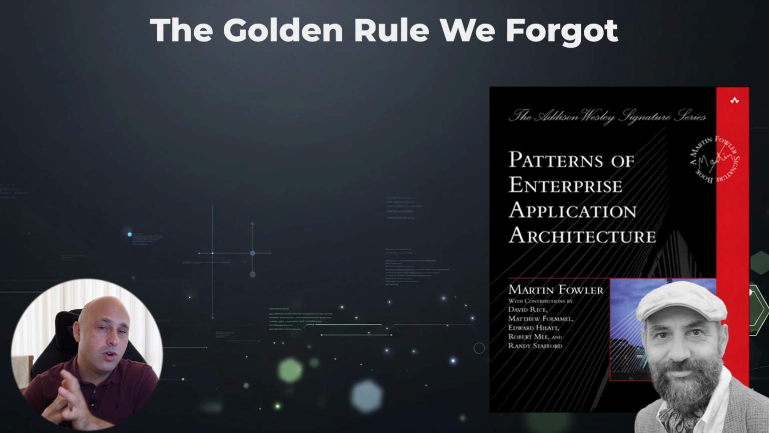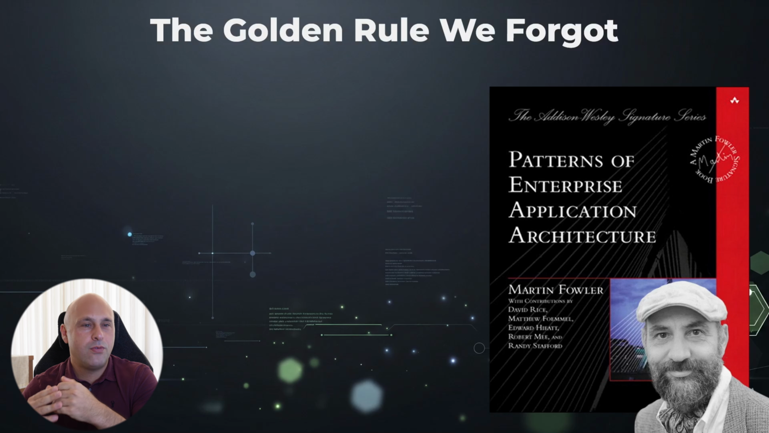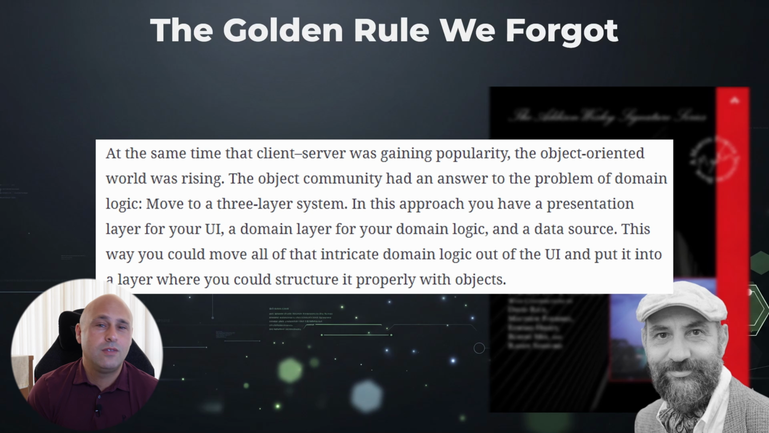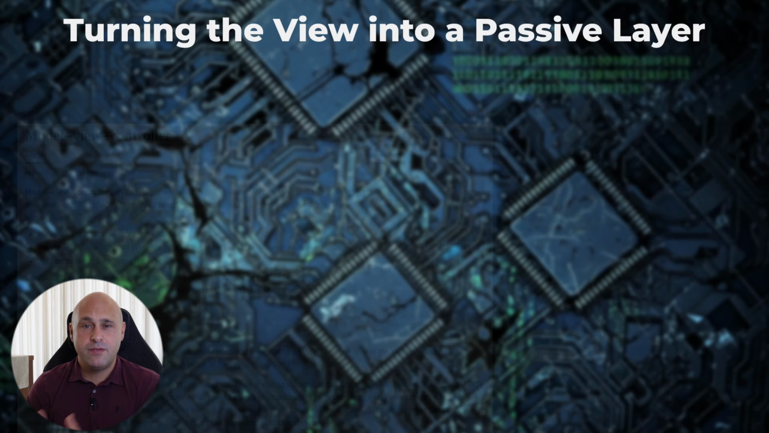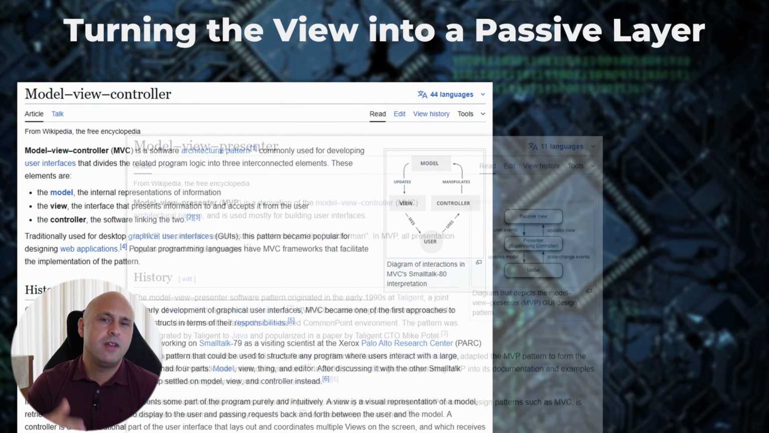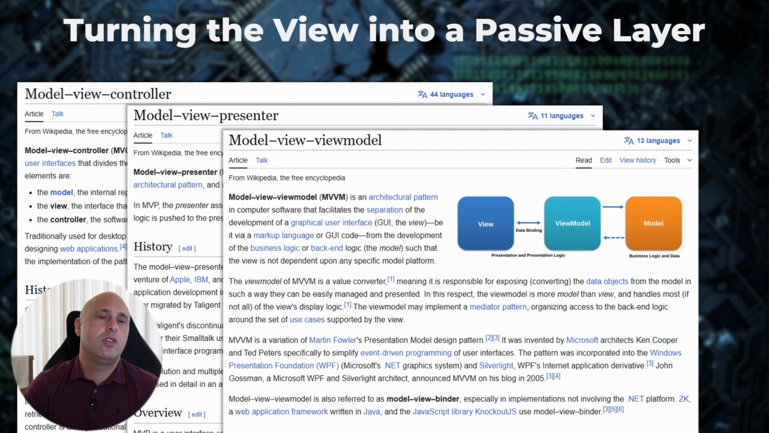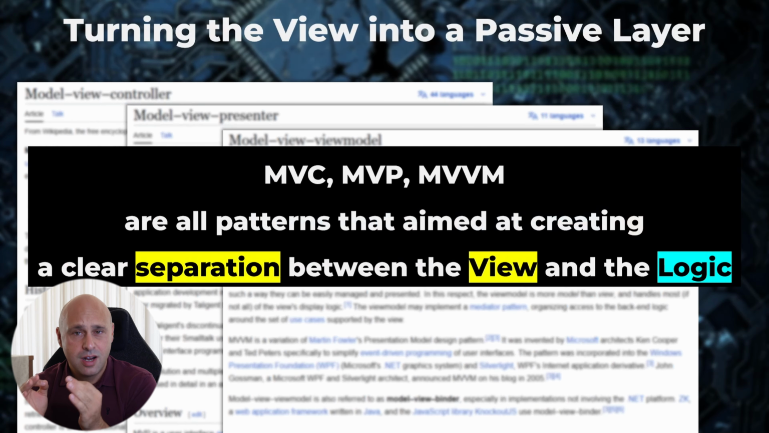To understand how we got here, we need to step back in time. Fowler, in his Patterns of Enterprise Application Architecture, says that with the advent of client-server and OOP, there was a definite push towards a three-layer architecture, where the UI is just a thin presentation layer without domain logic. In fact, we saw the MVC pattern evolving into the MVP and later the MVVM, and all these patterns aim at creating a clear separation between the view, which is what the user sees, and the actual logic.